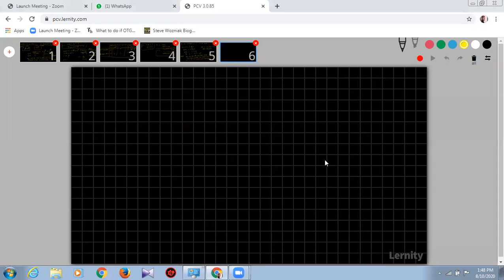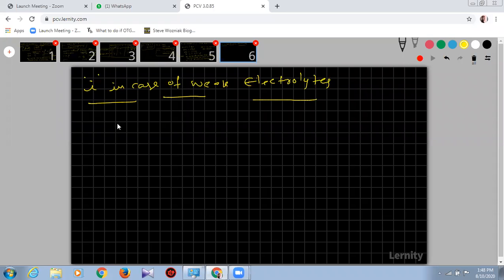Okay, so write down Van't Hoff factor i in the case of weak electrolytes. Very easy. Hope you already know the degree of dissociation, alpha. You know very well about the degree of dissociation; hope you would have studied it in ionic equilibrium.